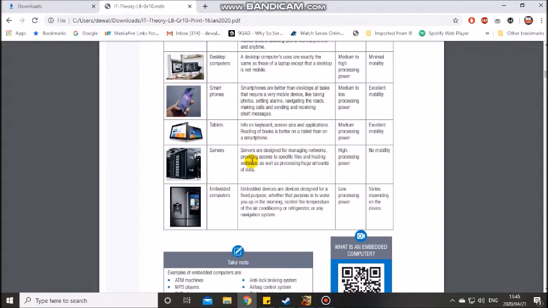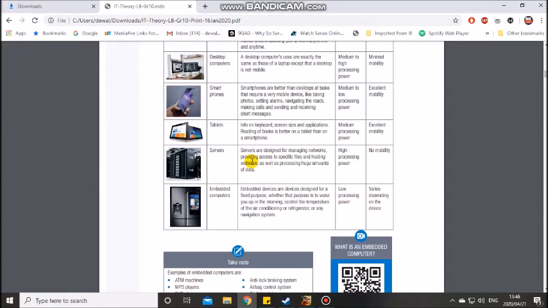Then we have servers. So servers are designed for managing networks, providing access to specific files and hosting websites, as well as processing huge amounts of data. The processing power of servers is very, very high, and they have no mobility at all.